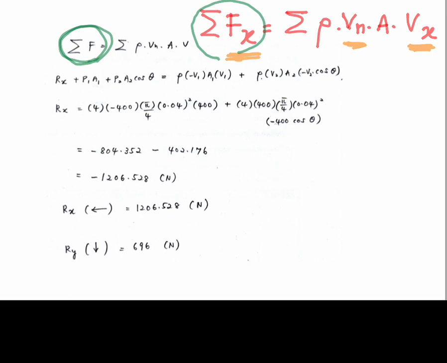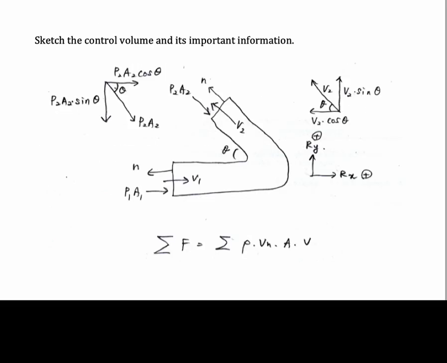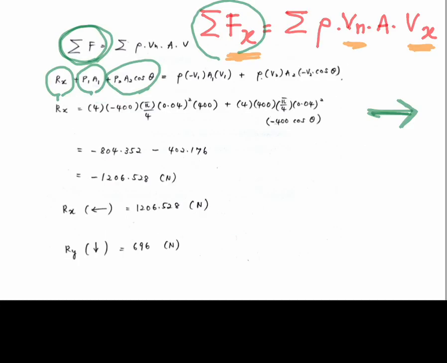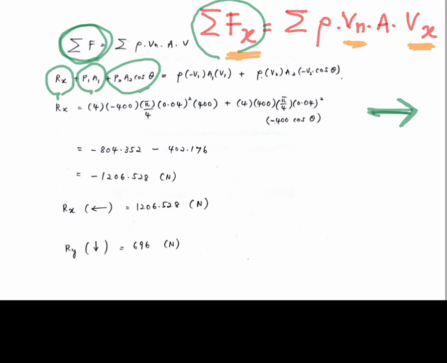So we just assume that to the right is the positive direction. So we could write Rx is positive, P1A1 is positive, and P2A2 cos theta is positive. So you could refer to this one. You could see that the direction of this one is positive, and also this is in positive direction. And then this is the left hand side about the force.